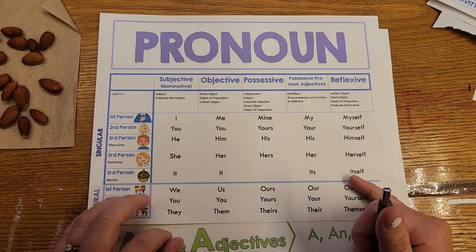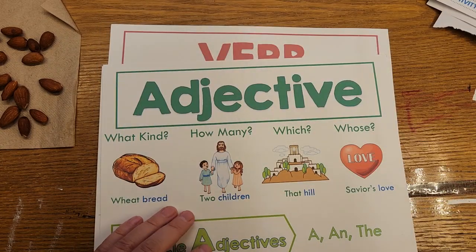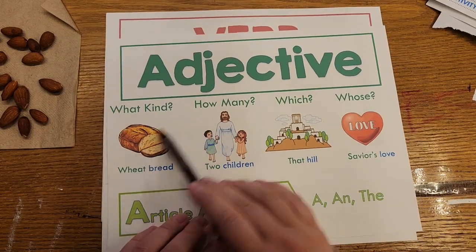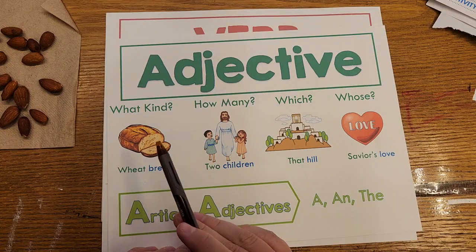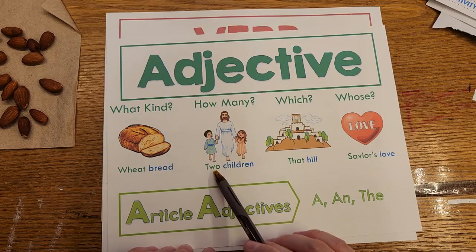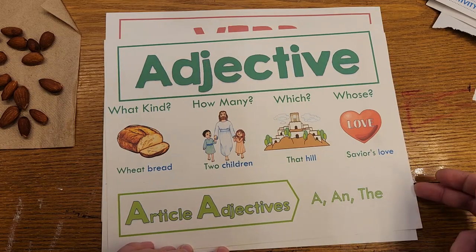Anyway, so there's a lot more detail to that we may or may not get to later. Adjectives. Here they all are. Remember, these describe, and here's its sister article adjectives. What kind of bread? How many children? Which hill? Whose love? Savior's love.